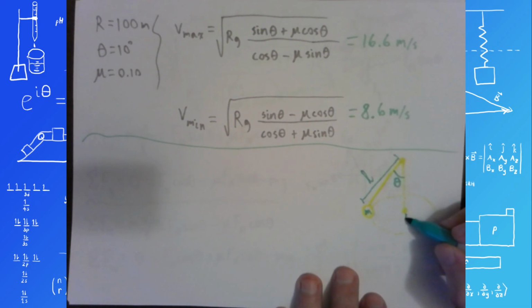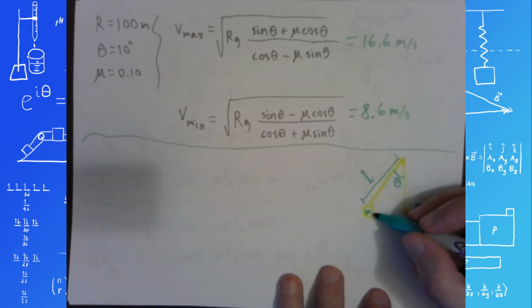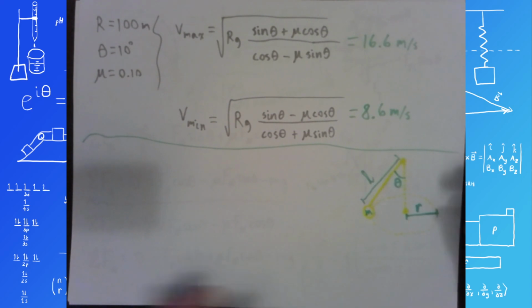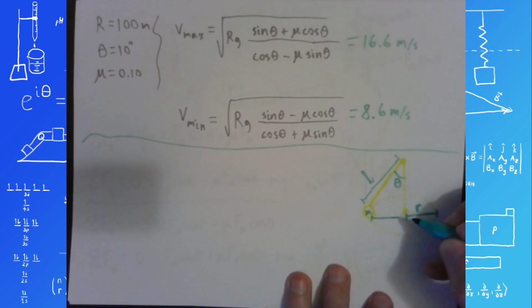And then there's the radius of the circular path, which I'm just going to call R. And I guess I could have drawn R over here as well. Probably would have been better. Yeah, you know what? I'll draw another copy of R right here. That is also R.